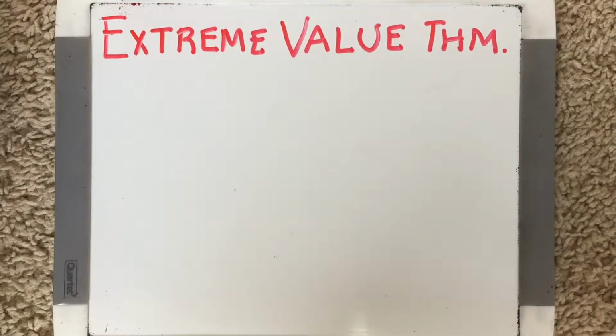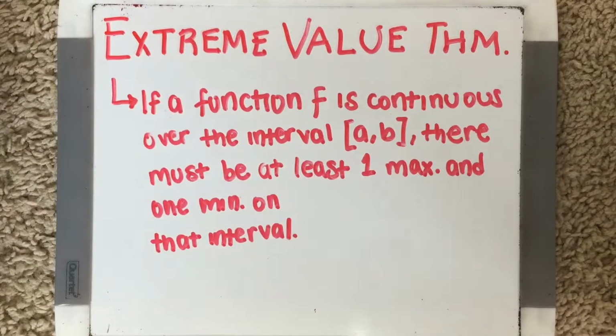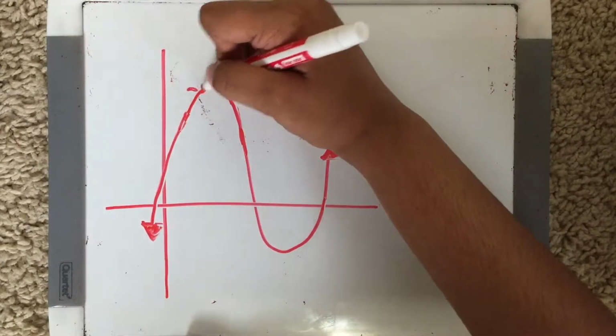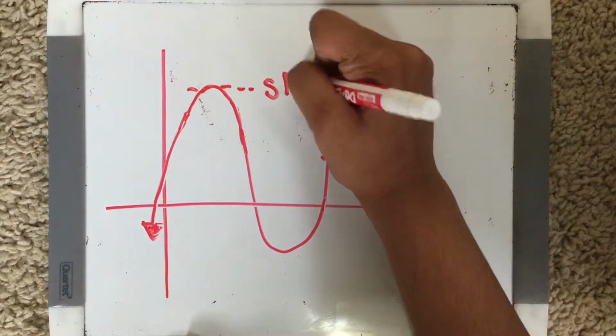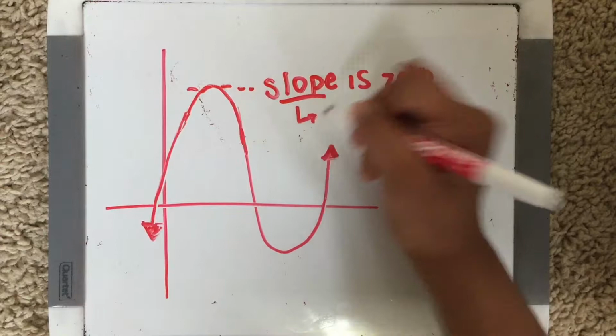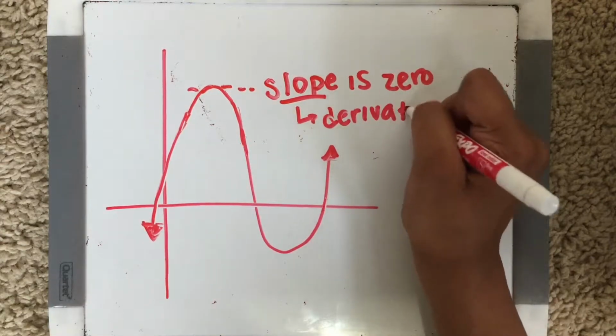Now, let's go over the extreme value theorem. This states that if a function f is continuous over the closed interval from a to b, there must be at least one maximum and one minimum in that interval. Pretty simple, right? Let's move on to actually finding extreme values. Take a look at this graph. Note that at the maximum, the slope is 0. Therefore, we know that since the slope is 0 at this point, the derivative must also be 0.